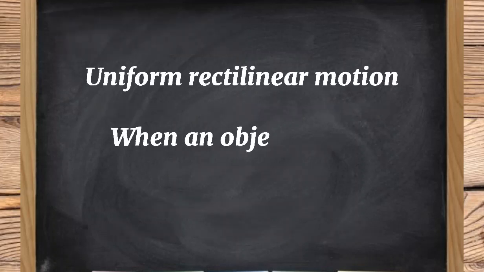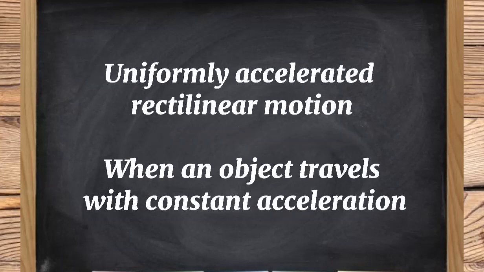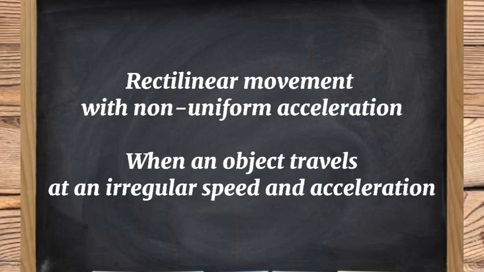Uniform rectilinear motion: when an object travels at a constant speed with zero acceleration. Uniformly accelerated rectilinear motion: when an object travels with constant acceleration. Rectilinear movement with non-uniform acceleration: when an object travels at an irregular speed and acceleration.